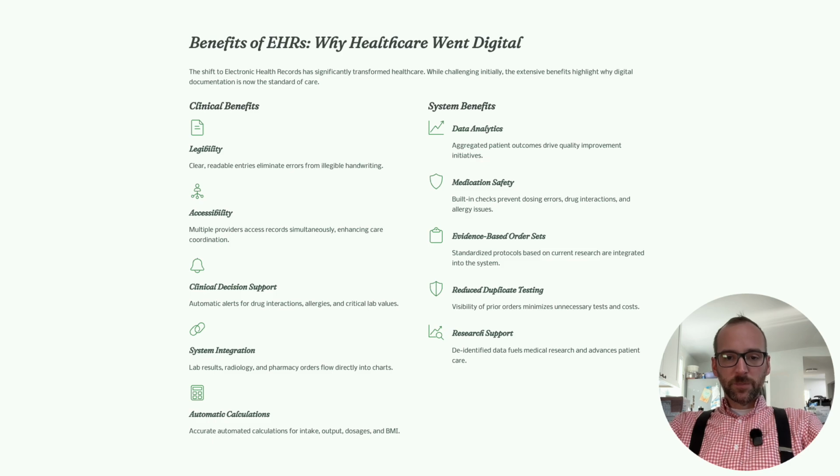It lets us put in evidence-based order sets instead of just willy-nilly what the doctor thinks. Now they can have standard sets to give you. Research support. So there's a lot of benefits of the EHR. It can be a little tricky to learn, but it's so much better than paper charting. Don't be intimidated by it. Y'all will be fine.